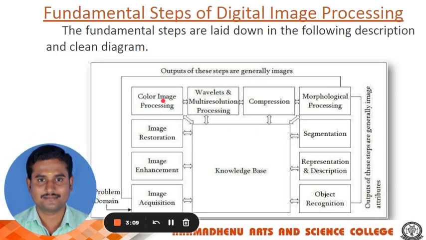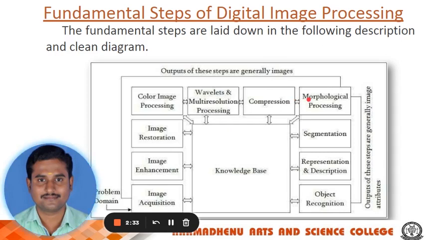Next one is color image processing. Suppose we want to process the color image, in this step we can accomplish the task of color image processing. Next, wavelet and multi-resolution processing. Here various degrees of resolutions are used to process the image. Next one is compression. Here we have to compress the image for transmitting or storing the image. We have to reduce the bandwidth of the image to process it.